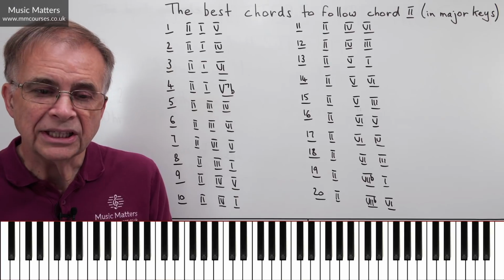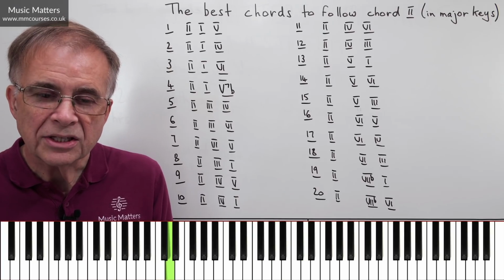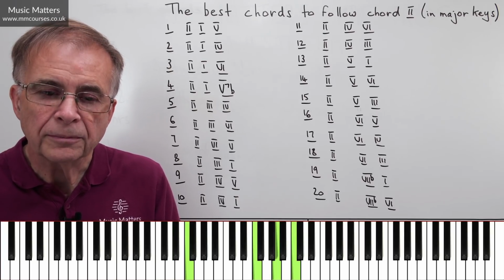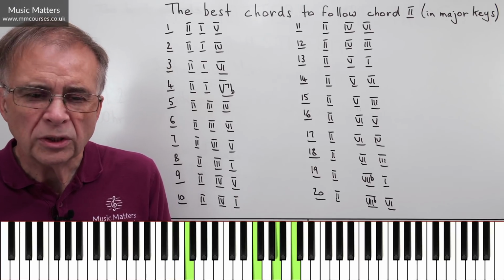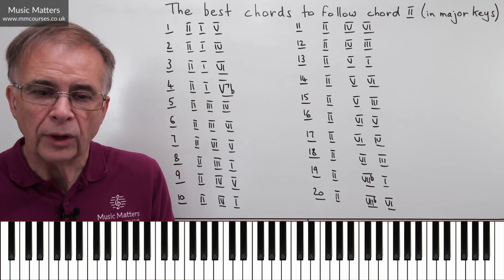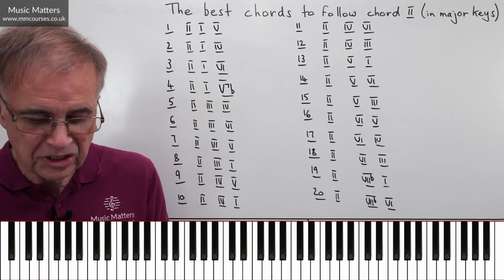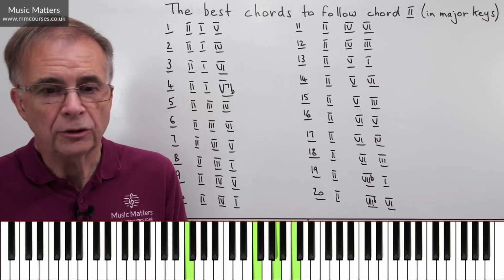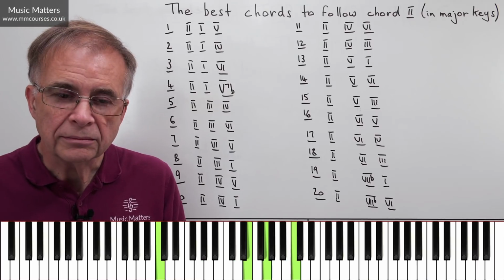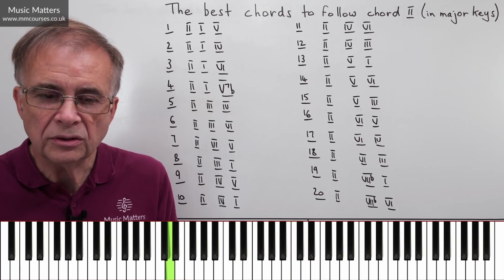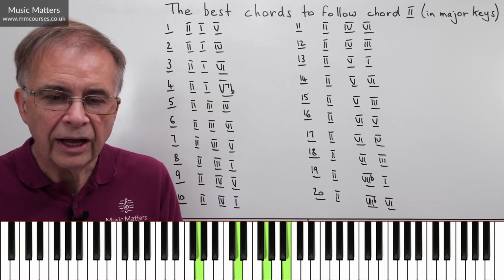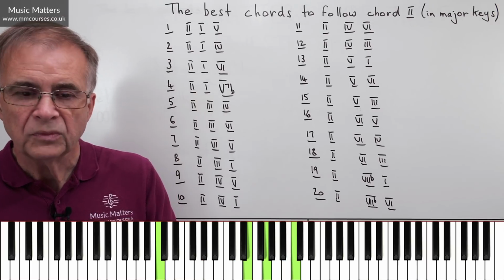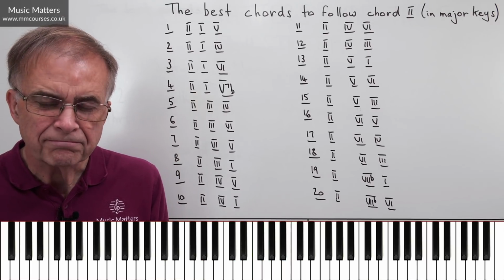Or option 17, where you go 2 to 6 to 4. Now, again, you wouldn't want to stop there. So you might well progress beyond this. So number 17 might go 2, 6, 4, and then you might go 5, 1. And that's a great progression. 2, 6, 4, 5, 1. Kind of pretty standard progression.